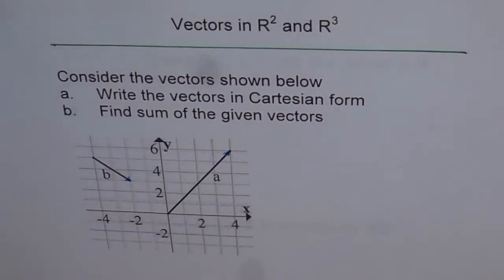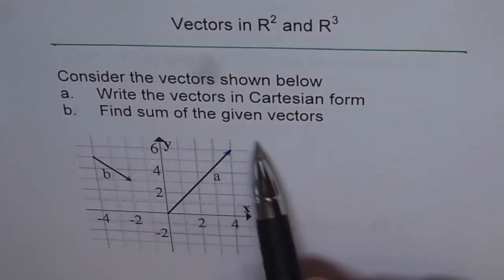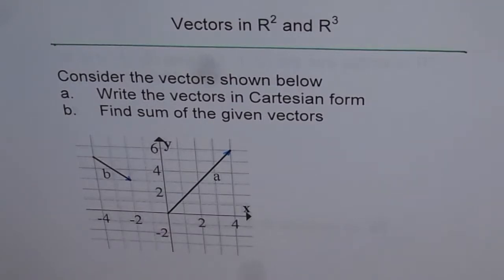Vectors in R2 and R3. Consider the vectors shown below. Write the vectors in Cartesian form. Find the sum of the given vectors. We are given two vectors here.